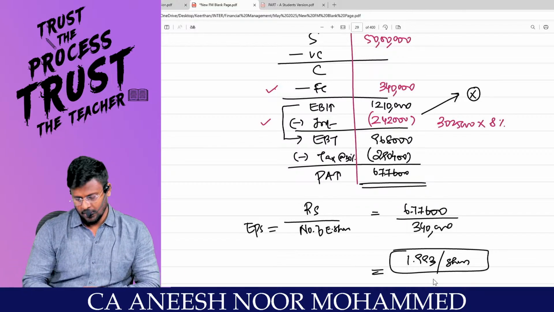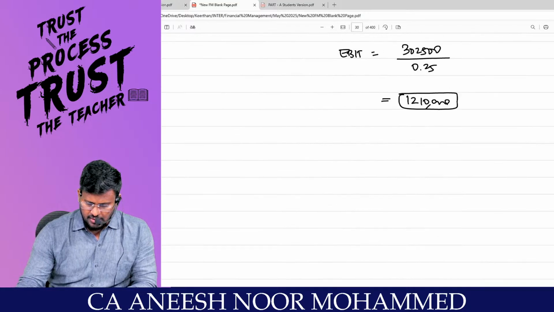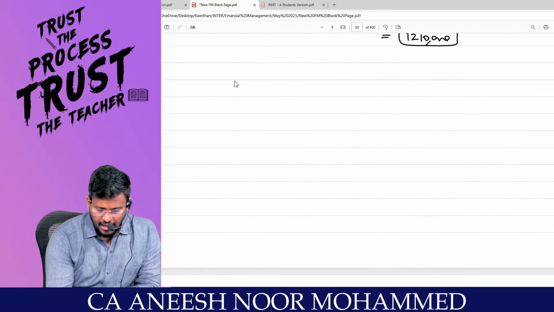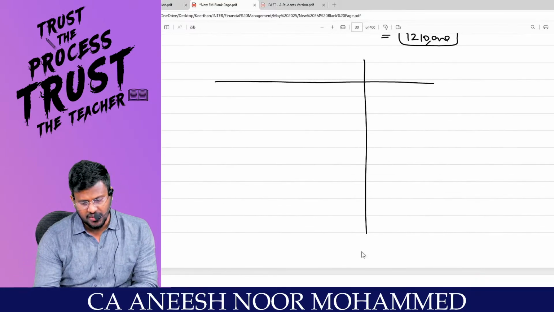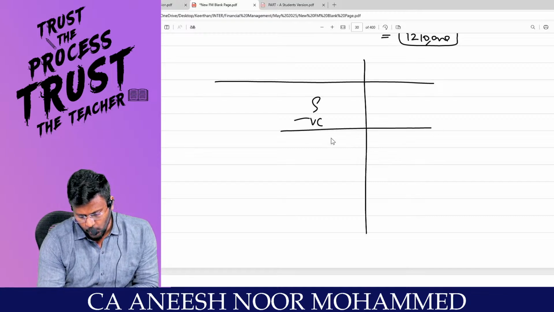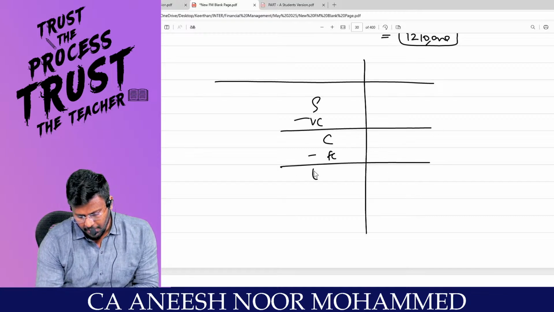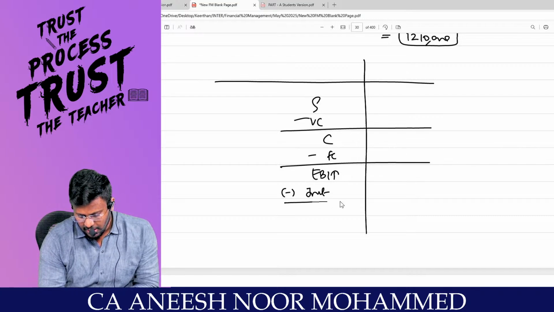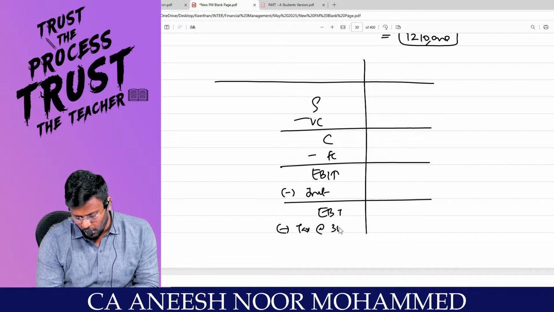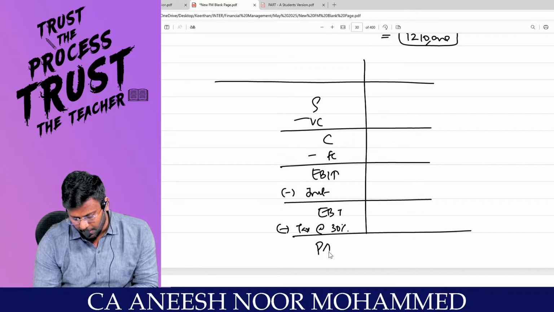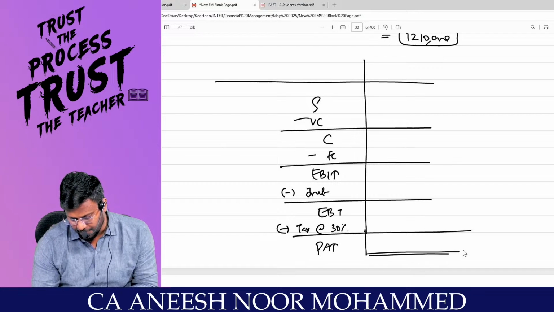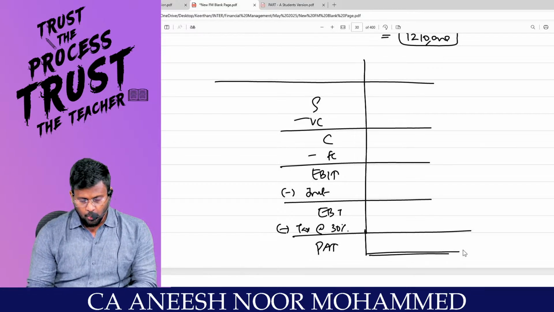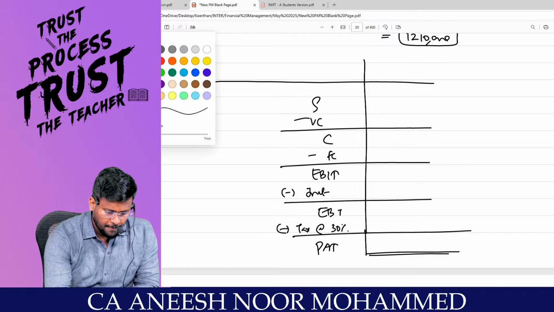My dear lovable students, don't get irritated. I am writing the income statement once again. Sales minus variable cost is contribution, minus fixed cost is EBIT. Minus interest is EBT. Minus tax at the rate of 30% you will be getting the PAT, profit after tax.